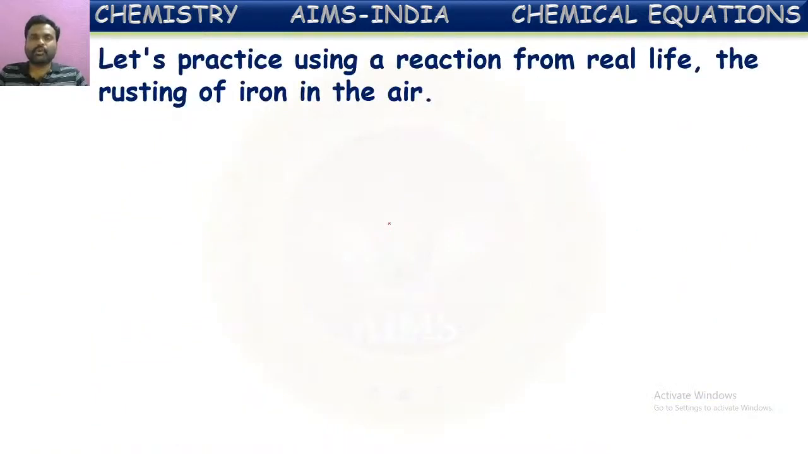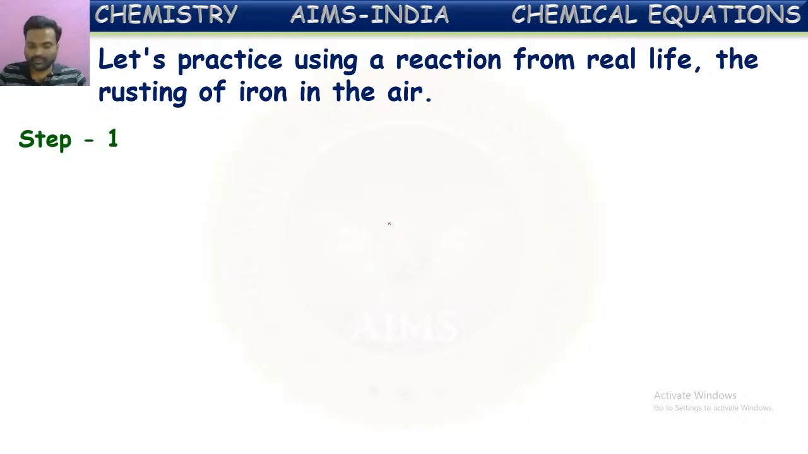Let us practice. Let us try to understand balancing of chemical equations by using a very well-known chemical reaction in our daily life, that is rusting of iron in the air. So what is rusting of iron? When iron objects are kept in the atmosphere, outside, for a few days, they react with atmospheric oxygen and convert into the respective iron oxide. That is called rusting of iron. So let us try to balance the equation which represents this rusting of iron.